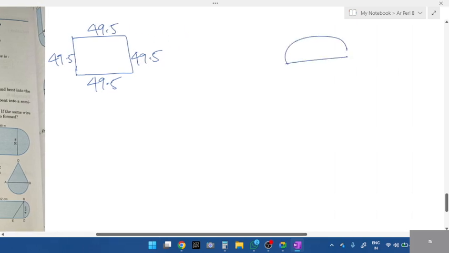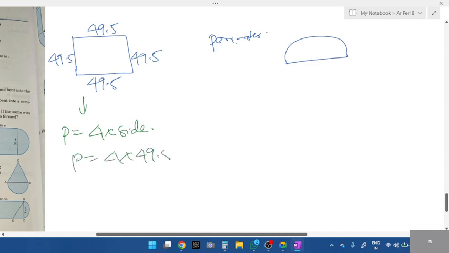What did I tell you? Whenever two diagrams are given, the connecting point is the perimeter. What do you have to find? Respond. You have to find the perimeter. For a square, what is the perimeter formula? 4 into side. Find the perimeter: 4 into 49.5. Use the same perimeter for the semicircle. Complete first. Tell me 4 into 49.5.